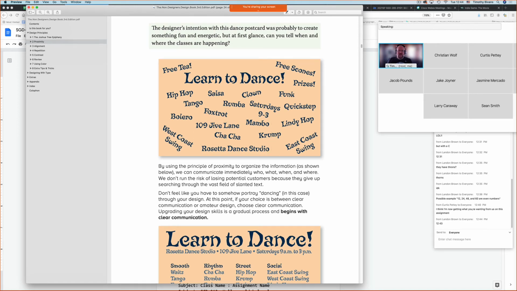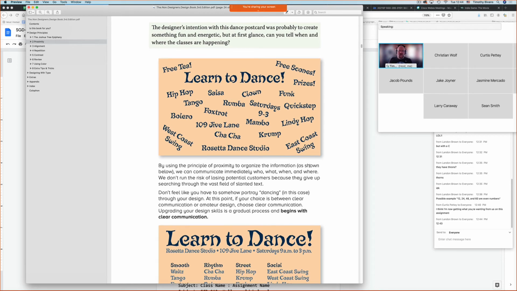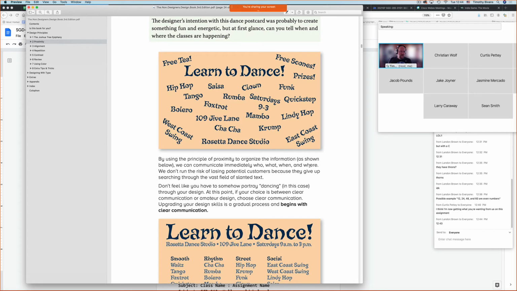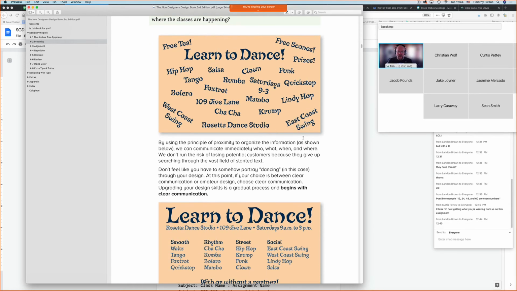It says the intention was probably to create something fun and energetic, but at first glance, can you tell when and where the classes are happening? And when and where is key. If you're having an event and they don't know when and where it's happening, you have failed, right? All right, so this is awful.